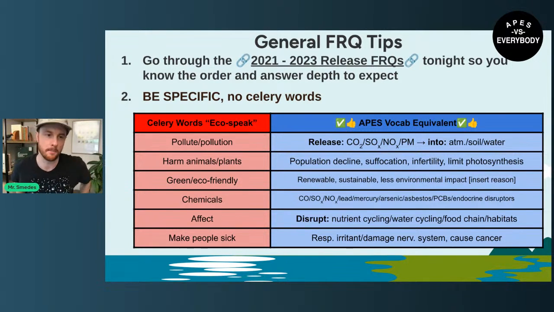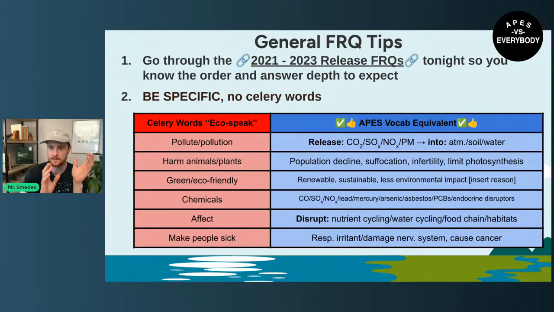All right, so here's some general FRQ tips. The very number one tip I have is go through all 6 sets of released FRQs from 2021 to 2023. That's 6 sets of FRQs, because there's 2 per year, an East Coast version and a West Coast version. The reason you want to go through those, and the reason I'm going to go through them right now with you and just do a quick walkthrough, is so that you're comfortable when you look at them on tomorrow's test and you're not surprised by the format.